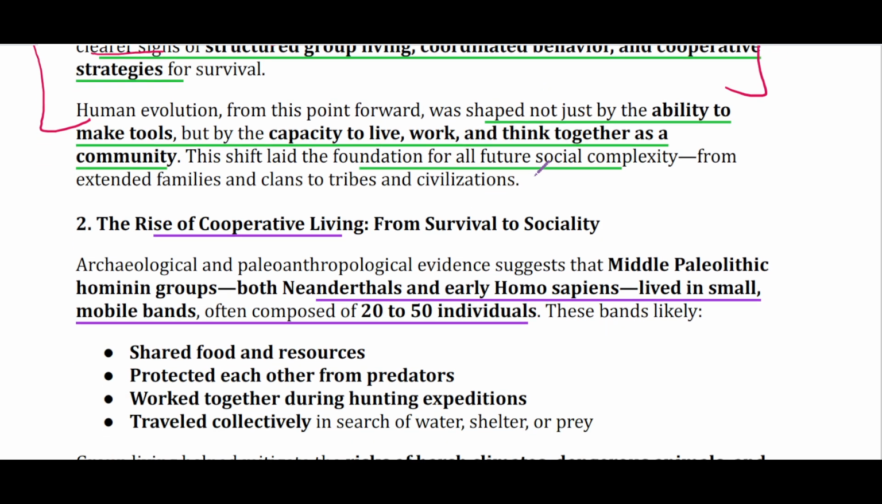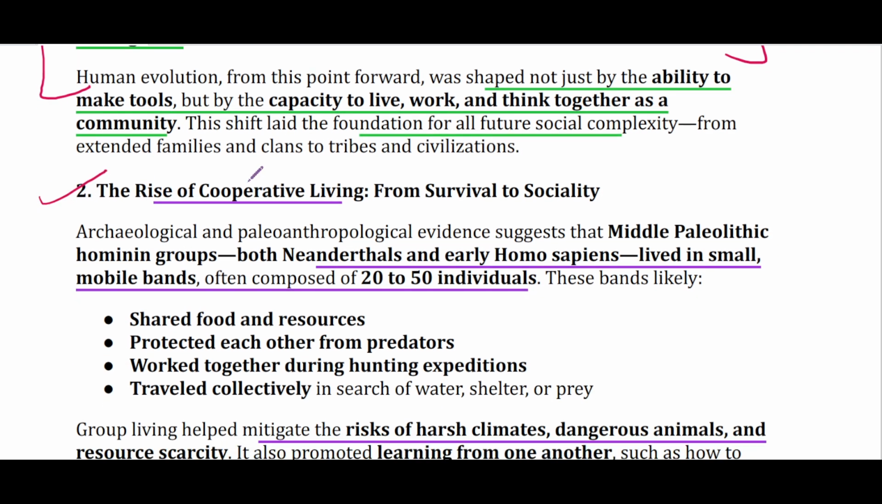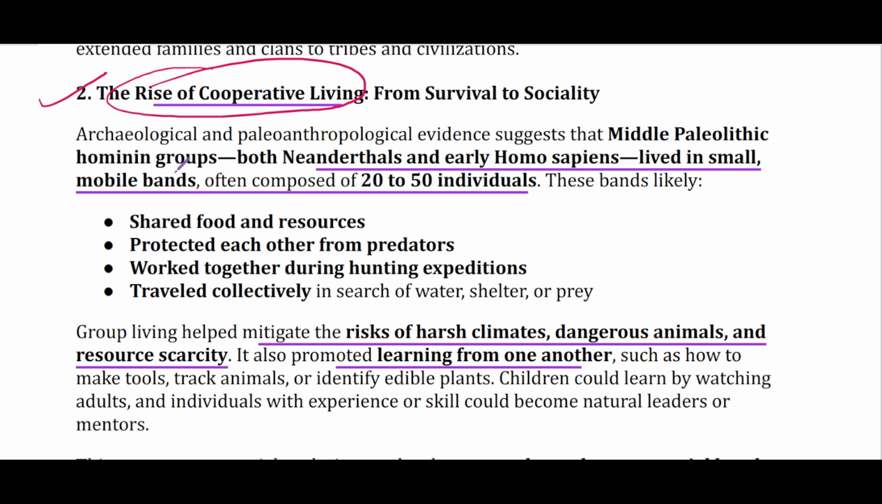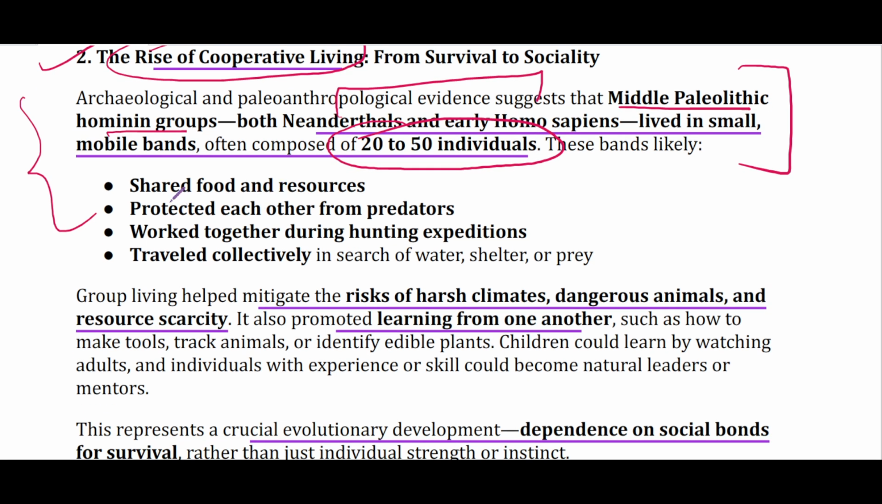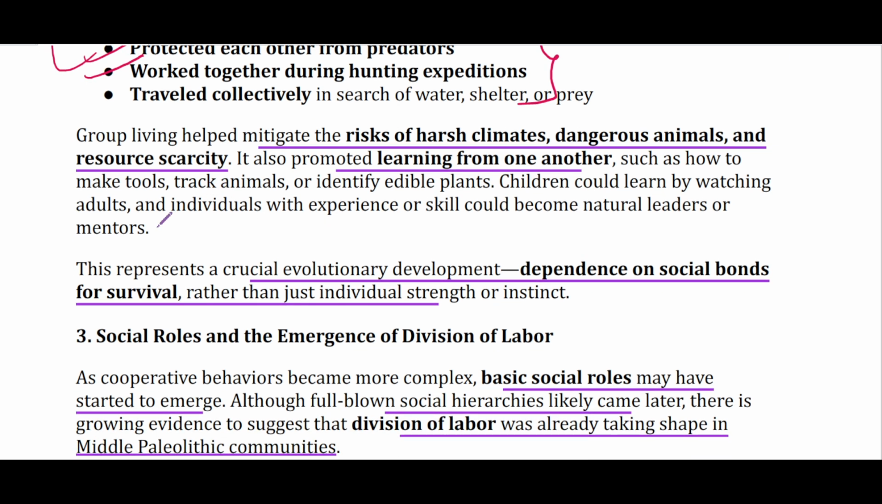Let's have a look at the rise of cooperative living. The evidence suggests that Middle Paleolithic hominin groups, both Neanderthal and early Homo sapiens, lived in small and mobile bands composed of 20 to 50 individuals, and these bands likely shared food and resources, protected each other from predators, and worked together during hunting expeditions.